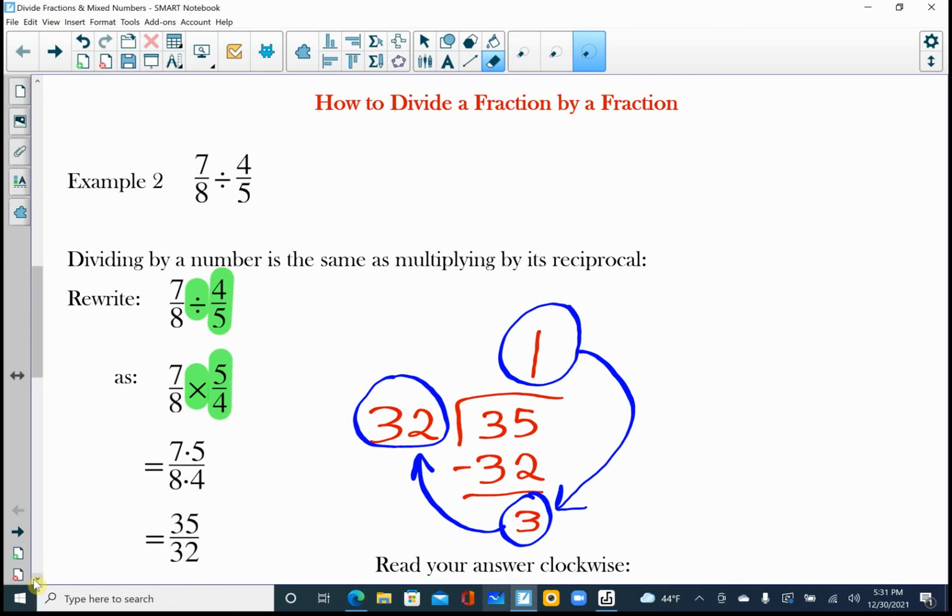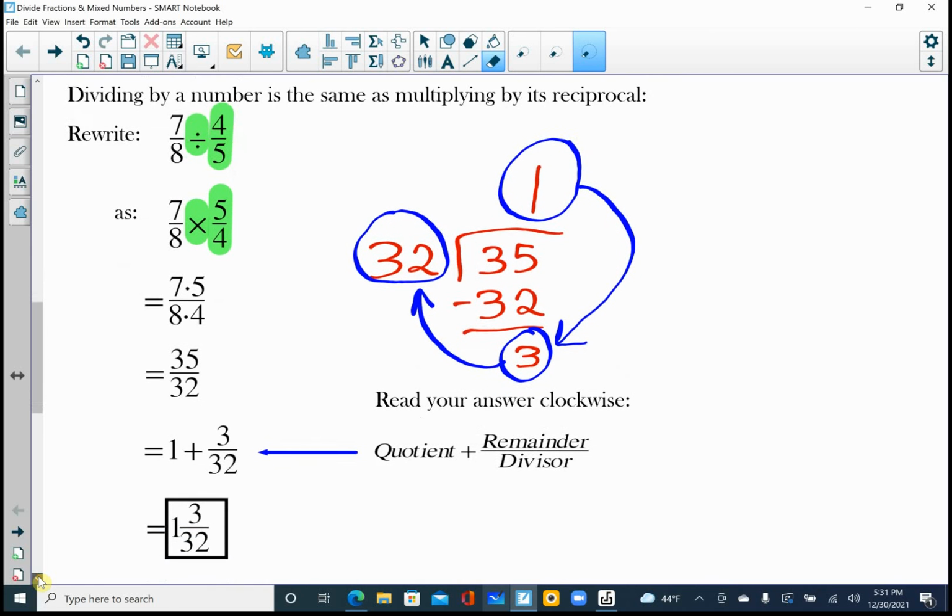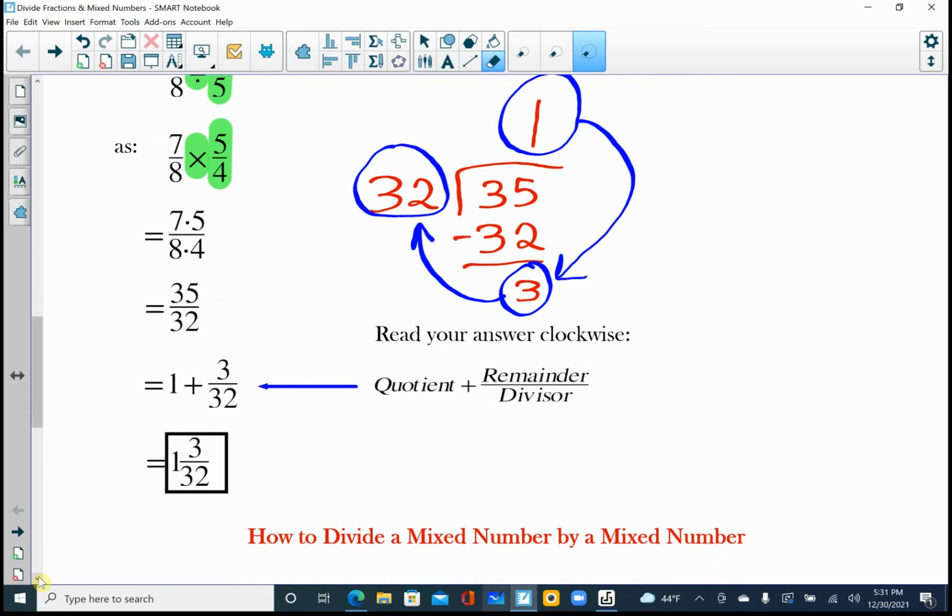And to convert that to a mixed number, we just use the fact that the fraction bar here means divided by, so 35 divided by 32, using long division, goes in once, our quotient is up here, our answer starts up here, and we just read our answer clockwise. So we have 1 with 3 left over, so we have quotient plus remainder over divisor. 1 and 3 over 32. 1 plus 3 over 32 is the same thing as 1 and 3 over 32. So that is our answer.